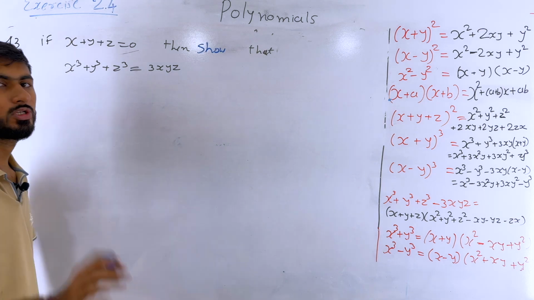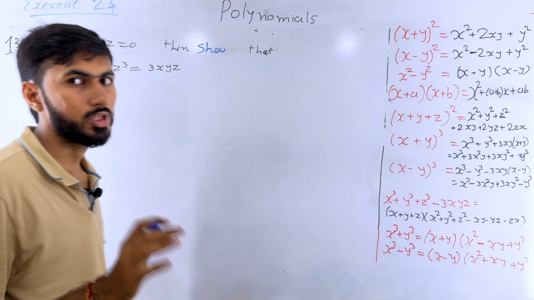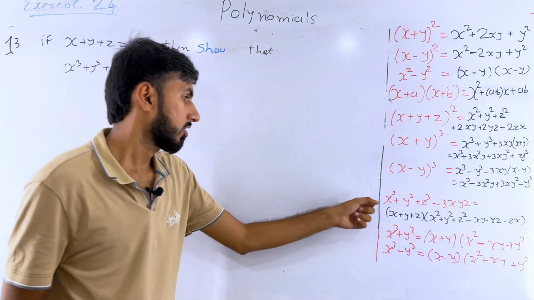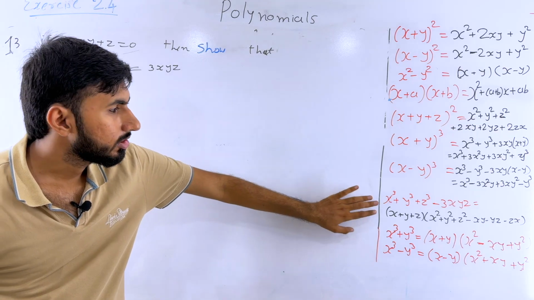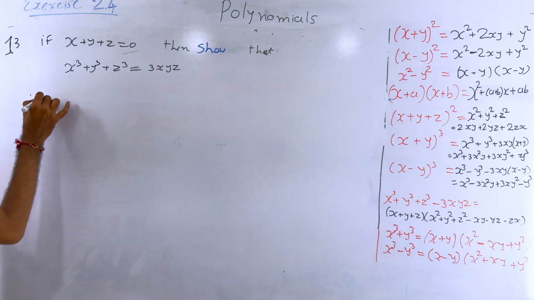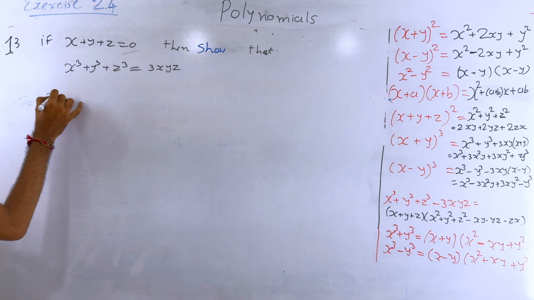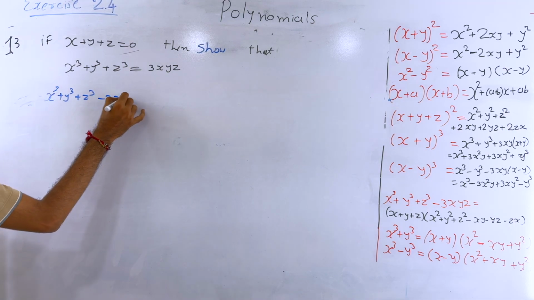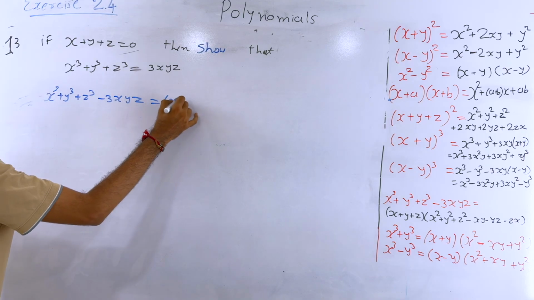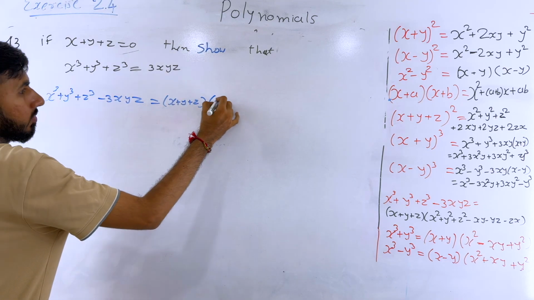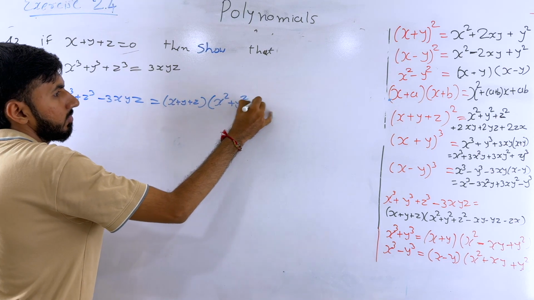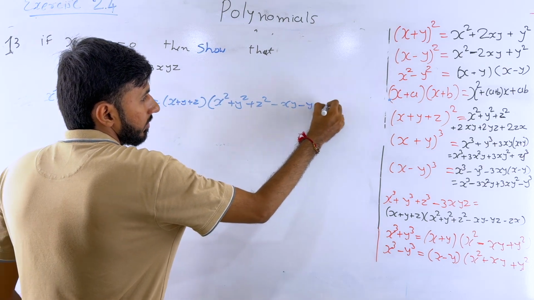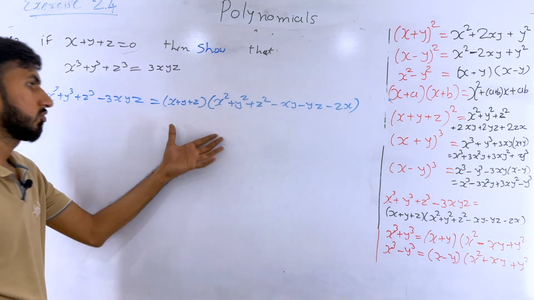Now by just watching this question, you should know that you have to use this identity, right? Very big identity. Now just analyze this identity. This identity states that we all know that x cube plus y cube plus z cube minus 3xyz is equal to x plus y plus z. In the second bracket I have to write x square plus y square plus z square minus xy minus yz minus zx, right? You can start with it.